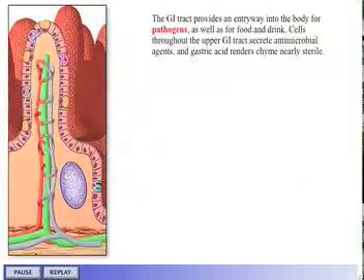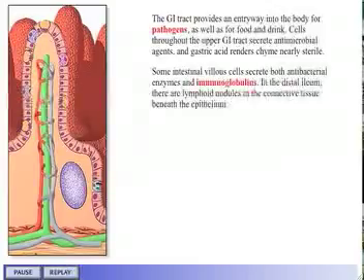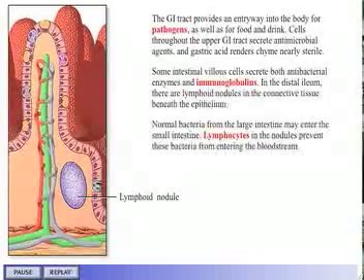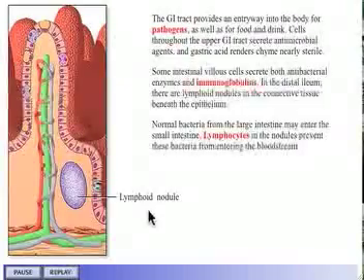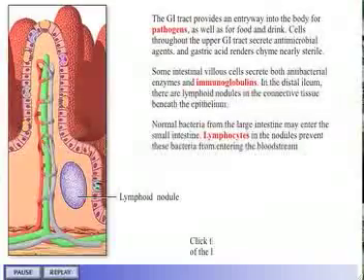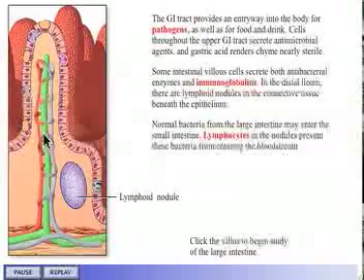The GI tract provides an entryway into the body for pathogens as well as for food and drink. Cells throughout the upper GI tract secrete antimicrobial agents, and gastric acid renders chyme nearly sterile. Some intestinal villus cells secrete both antibacterial enzymes and immunoglobulins. In the distal ileum, there are lymphoid nodules in the connective tissue beneath the epithelium. Normal bacteria from the large intestine may enter the small intestine. Lymphocytes in the nodules prevent these bacteria from entering the bloodstream. Click the villus to begin study of the large intestine.